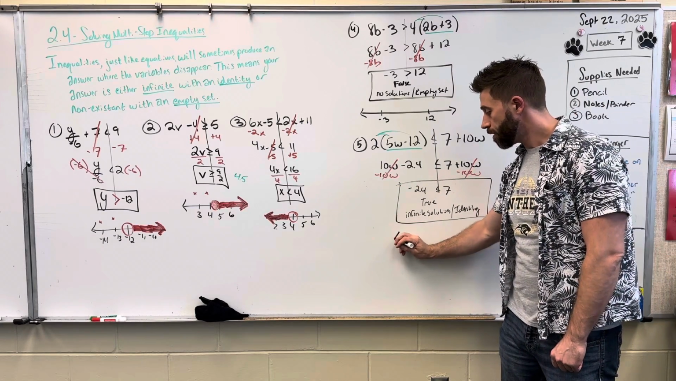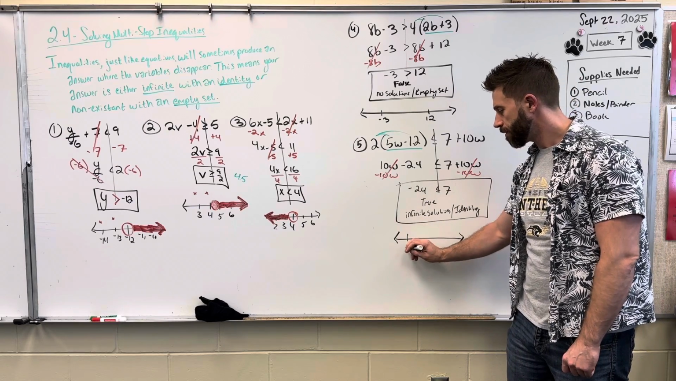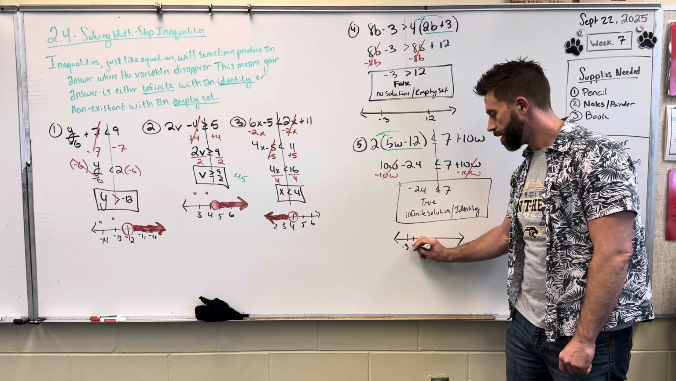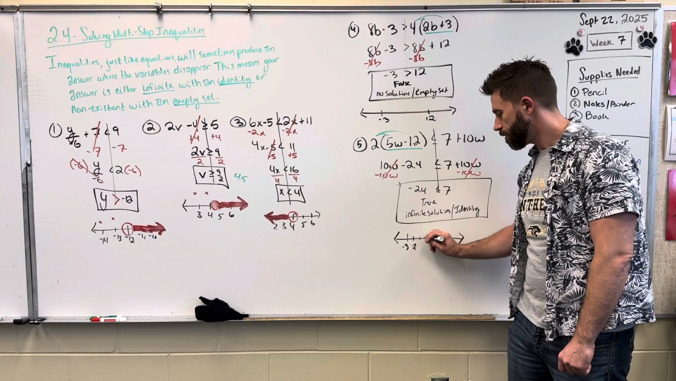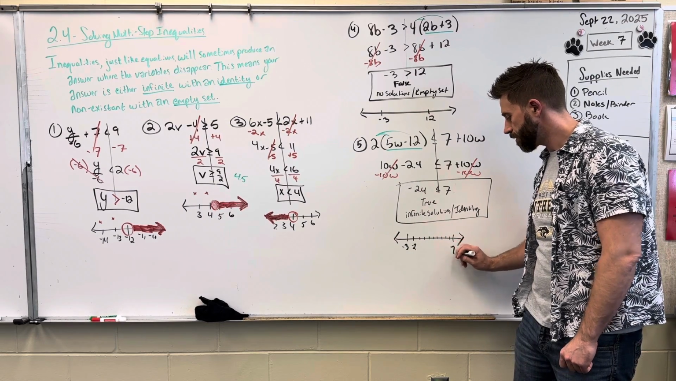Now, you can also graph this on a number line. You're like, wait, hold on, what? So negative 2.4 is between negative 3 and negative 2. Negative 1, 0, 1, 2, 3, 4, 5, 6, 7. There's my 7.